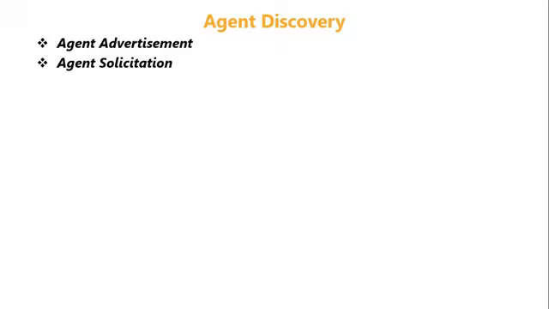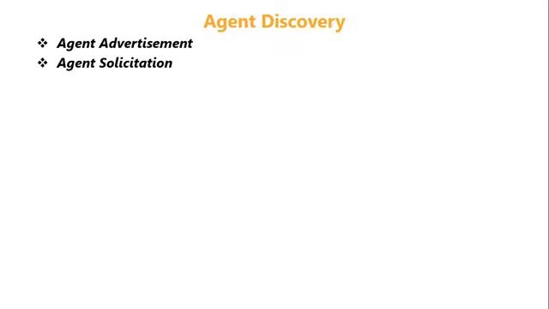What we will be discussing in this lecture is agent discovery. This is used to identify a mobile node when the mobile node moves from the home network to a foreign network. When the mobile node is in the foreign network, it should be identified and allocated a new IP address.